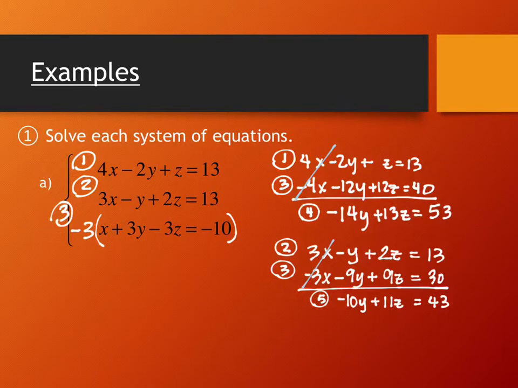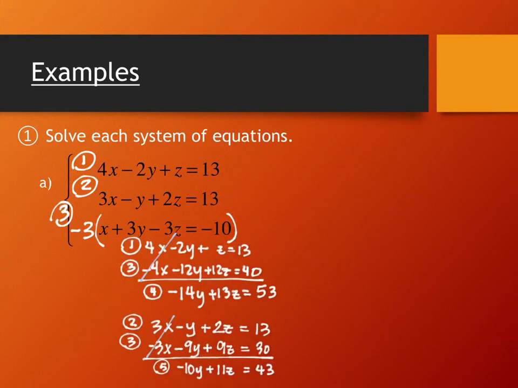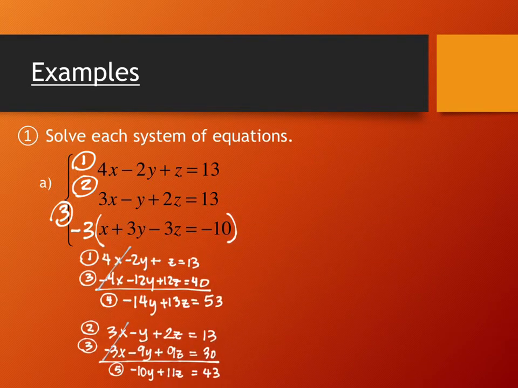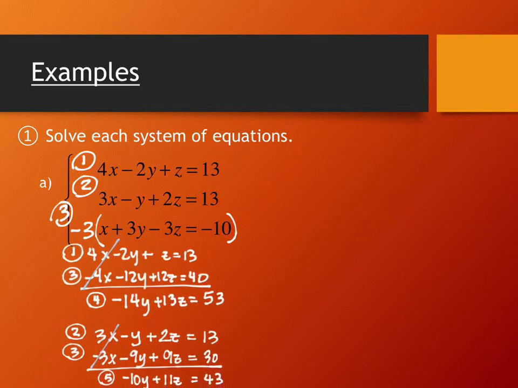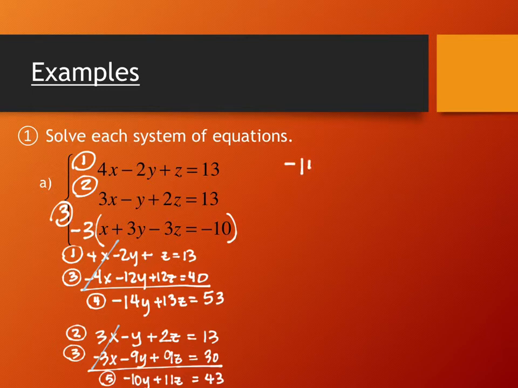They really aren't. So I'm going to shift this work over here to the left and make it a little bit smaller. I don't want to get rid of it because we might need it as a reference point. We don't need it at the moment. So equation 4 was negative 14y plus 13z equals 53. And equation 5 is negative 10y plus 11z equals 43.